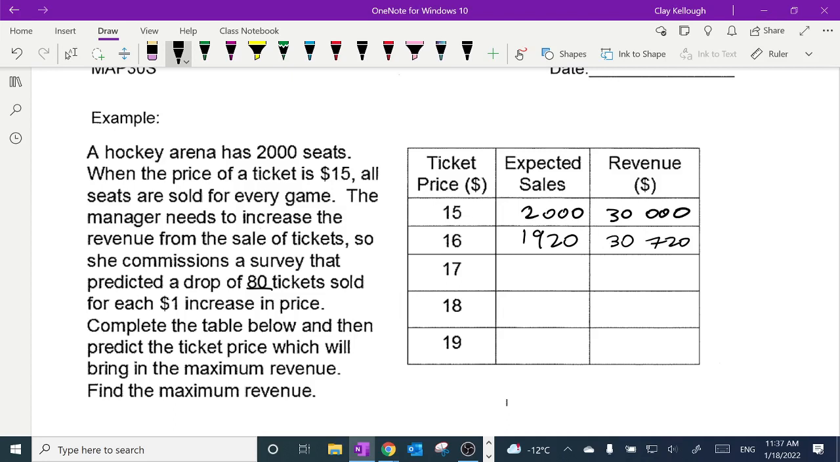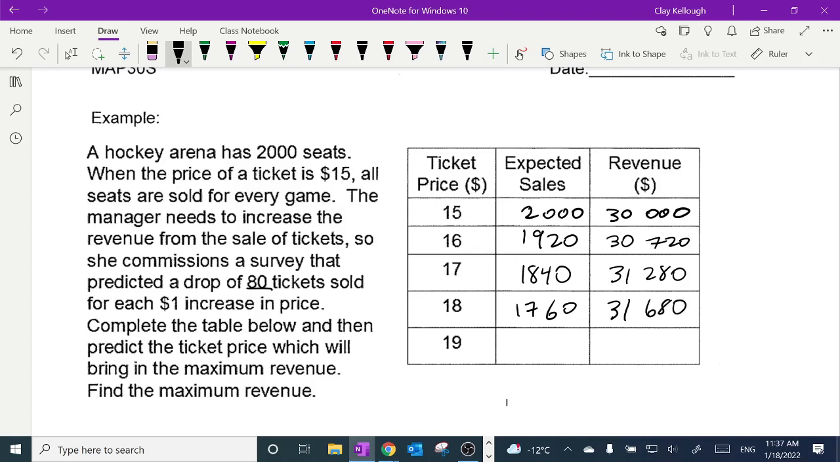So anyway, if we bump up to $17, we lose another 80, so that's 1840. But if you multiply, we're still going up. So even though we're up to 160 empty seats, I'm still making more money than I was when I sold the seats cheaper but had a sellout. But will this keep going forever? No, it can't. But it certainly keeps going for the next one. 1760 times 18 is still more money.